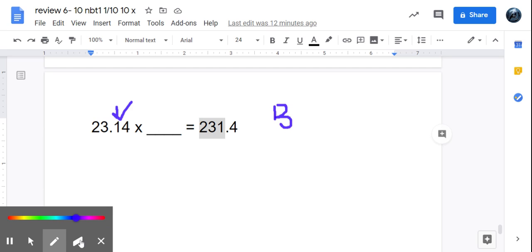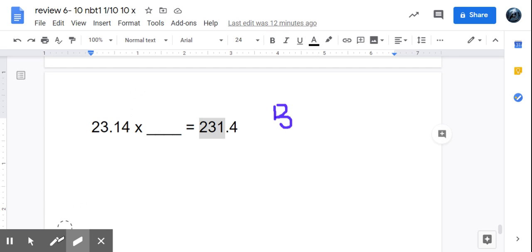Let me show that a different way. The decimal went from here, from in front of the 1 to behind the 1. It moved 1 time, so I'm going to have 1 0. Bigger, so it's going to be just a 10, not a fraction. And that's your answer. So these are the basics.